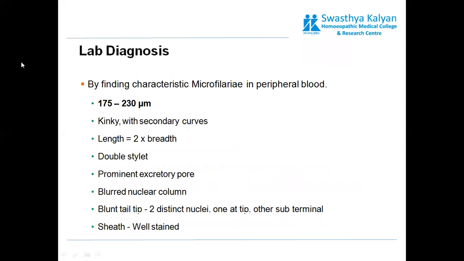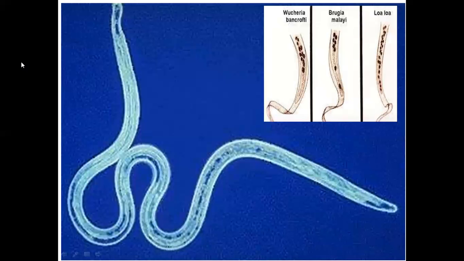So we have seen the difference in their size and their nuclear arrangement. We can take a peripheral blood film and see the morphological features: their length, their appearance, their head area, how it is with length and breadth, and also their nuclear column and whether the sheath is stained correctly or not. This is how it looks.